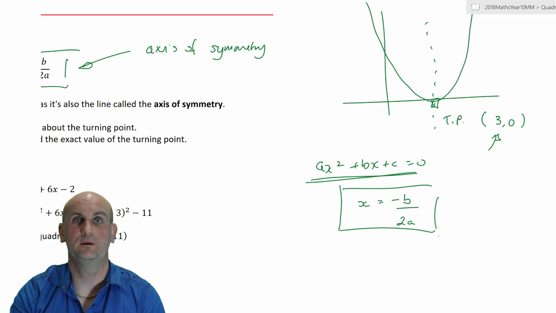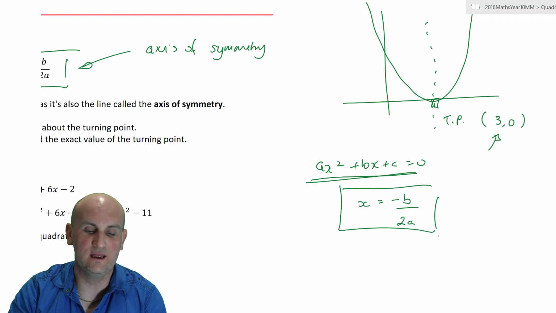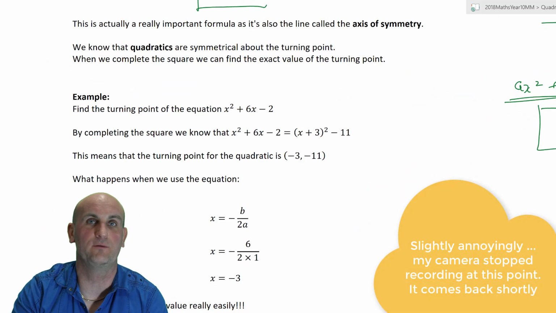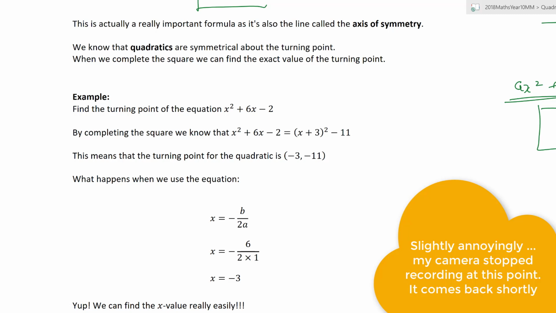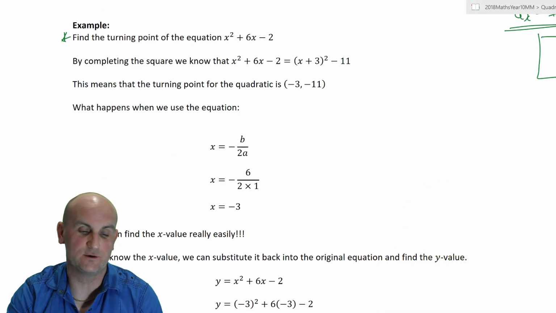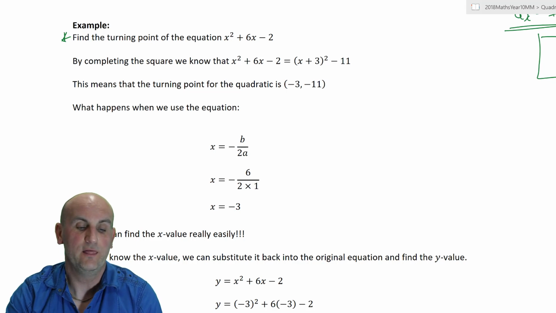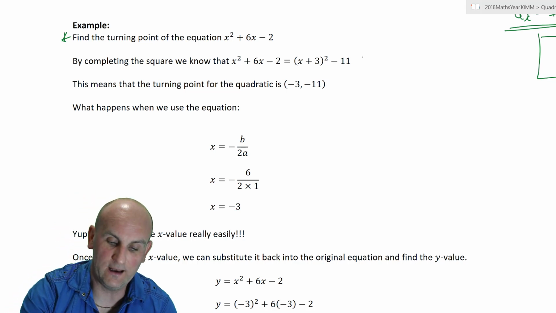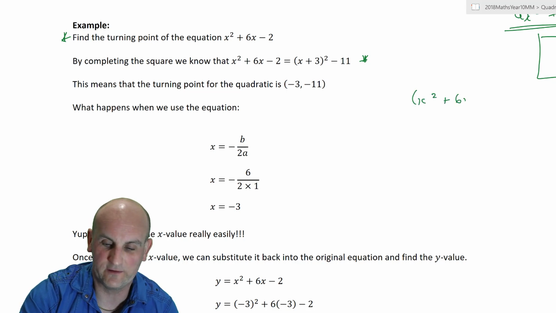So all that work we did on completing the square, there's another way of doing this. And that's the great thing about mathematics. There are lots and lots of ways of doing things. So if I wanted to find the turning point of that equation, x squared plus 6x minus 2, then, well, we could complete the square. And I've done that there. All right, how? Well, remember x squared plus 6x minus 2.